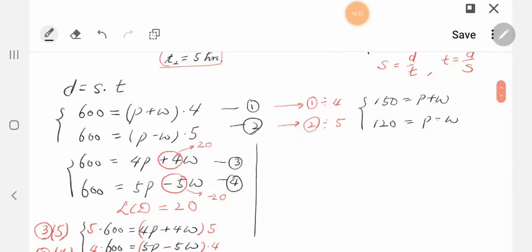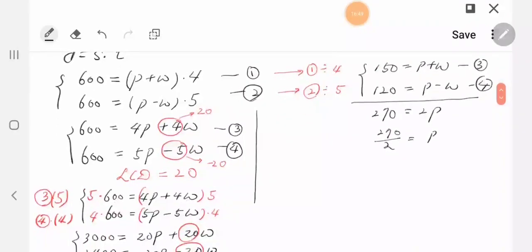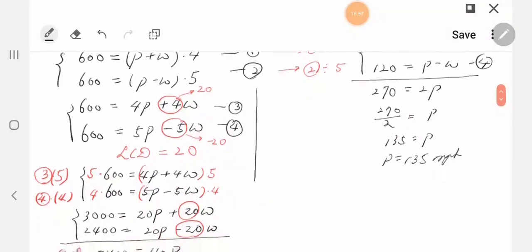So from here, we can just add up two equations. Let's say this is equation 3, equation 4. Add up these two, then we have 270 is equal to 2P, right? And then divide each side by 2. Then finally, 135. So the plane speed is 135 miles per hour, right?